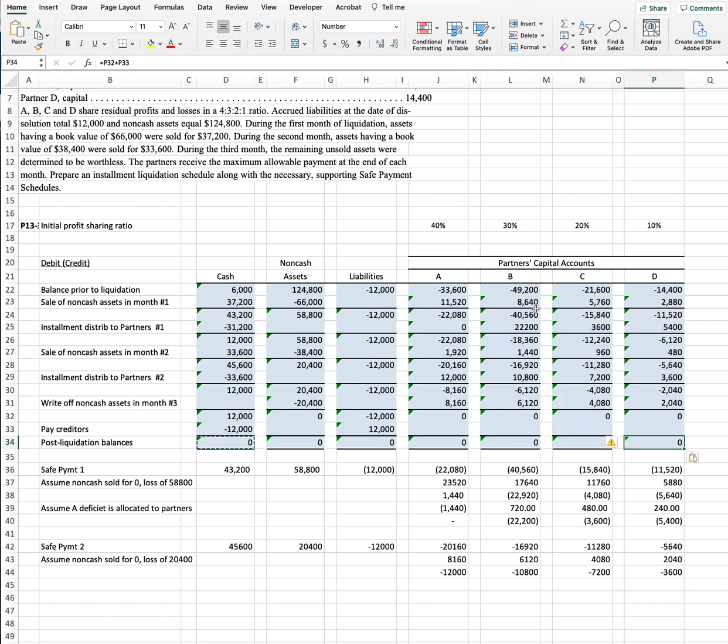So that completes this problem. I hope it makes a little bit more sense now that we have the safe payment breakdown for payment 1 and payment 2 down below.